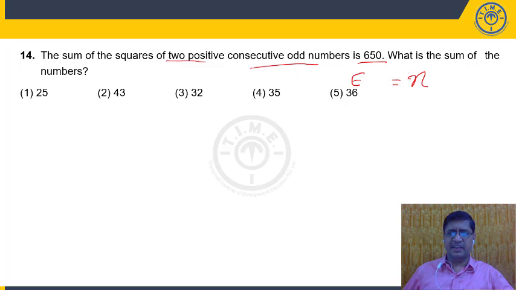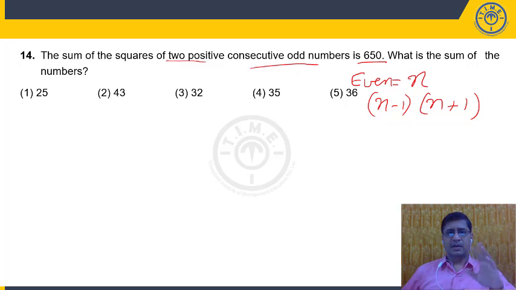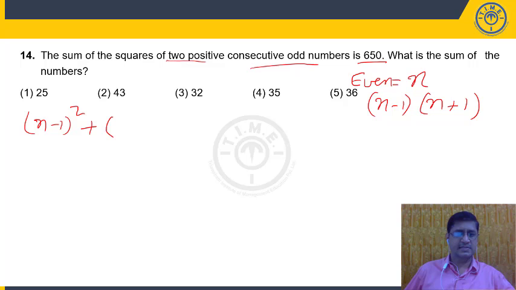Now, if I am assuming it as an even number, then what are the odd numbers? N plus 1 and n minus 1 are the odd numbers. Am I right or not? If I assume n as even, the odd numbers are n plus 1 and n minus 1. Consecutive odd numbers means n plus 1, n minus 1. So what it is saying is the sum of the squares of the two positive consecutive odd numbers. Sum of the squares means n minus 1 whole square plus n plus 1 whole square.